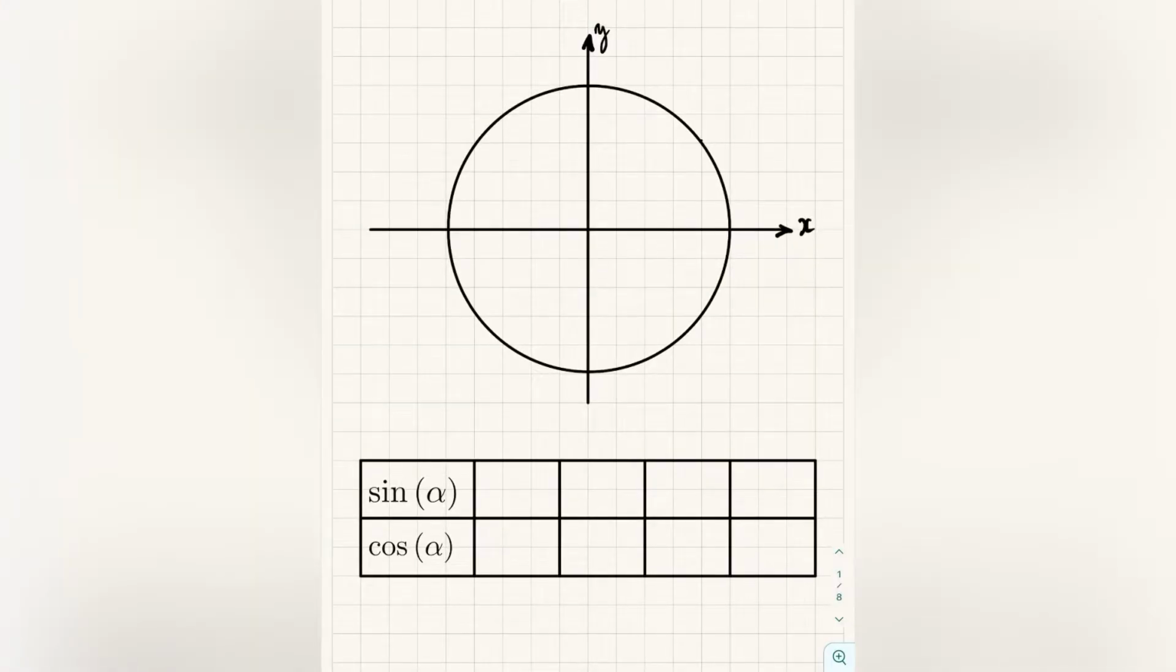Hi guys, so in this short video I will show you how to determine the signs of the trigonometric functions sine and cosine in the corresponding quadrants. So let's start with the first one.